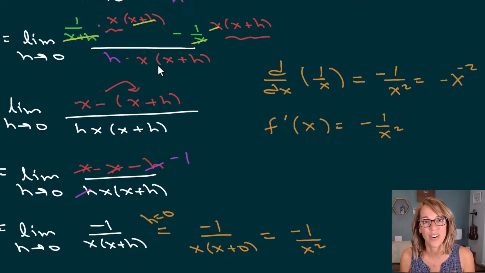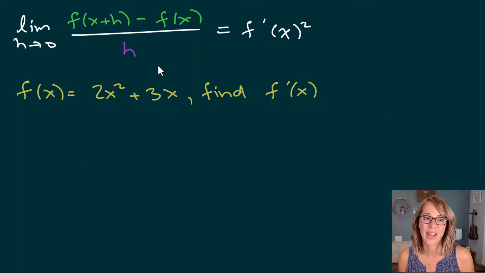Let's do one more example. In this last example, I've got f of x equals 2x squared plus 3x, and we're going to find that derivative.